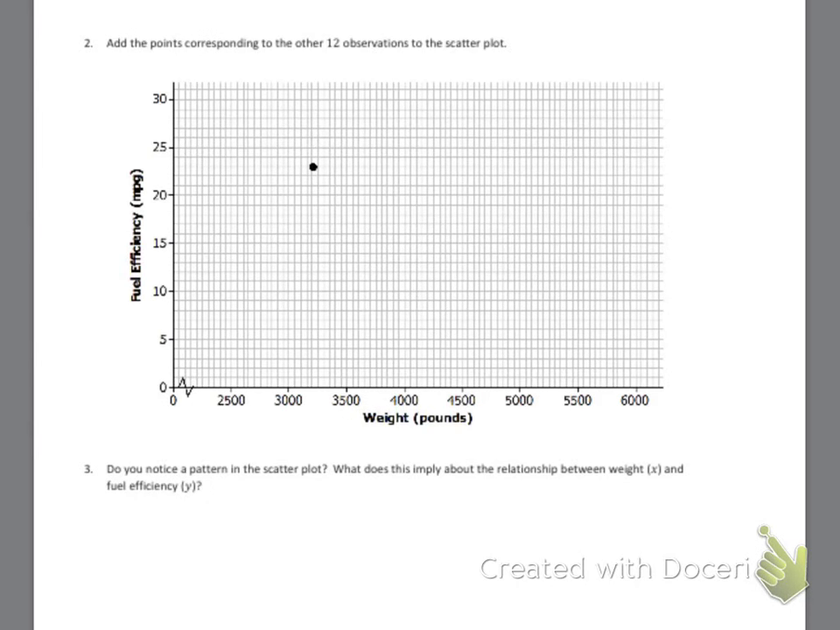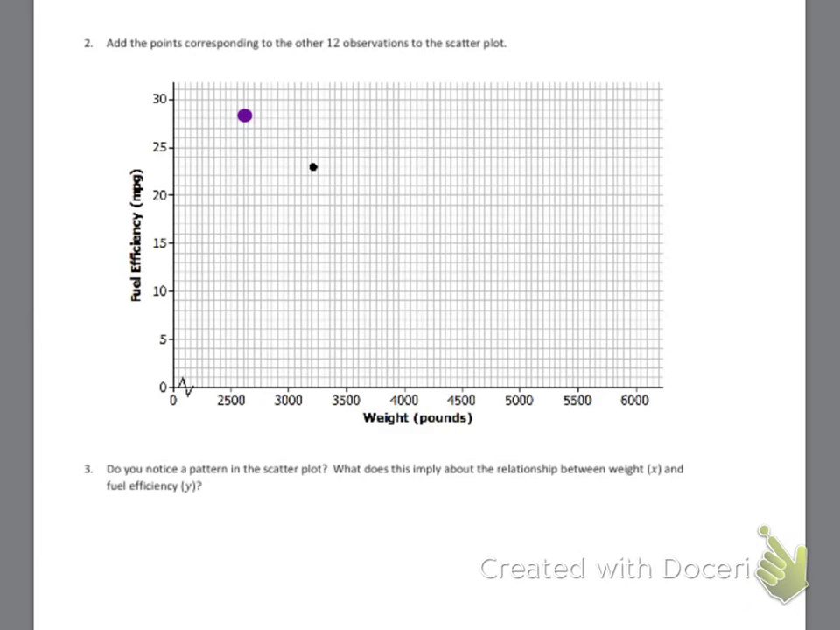The distance between here and here is 500, and it looks like there are about 10 lines, so we're going to go with each of those being 50. It's kind of difficult, and they're not really even. But 2550 is right about here, and I'm going to go up to a fuel efficiency of 28. So that dot would be right in that area, somewhere around there. You're going to do that with the rest of the data set.